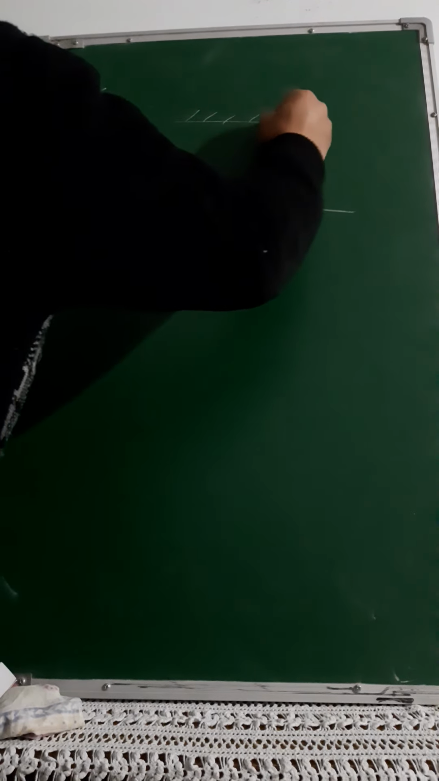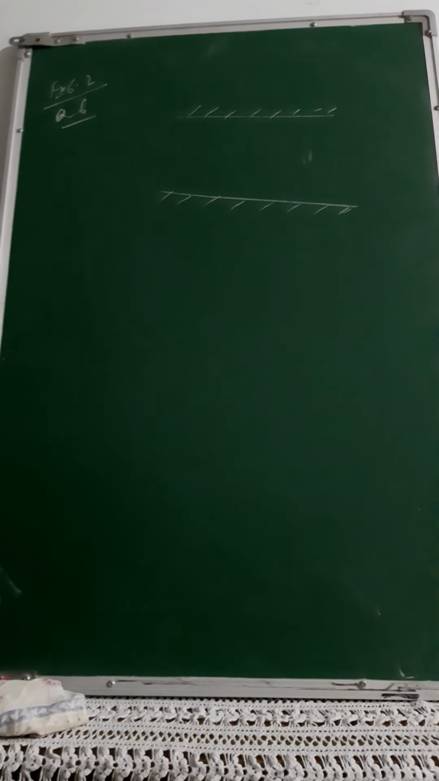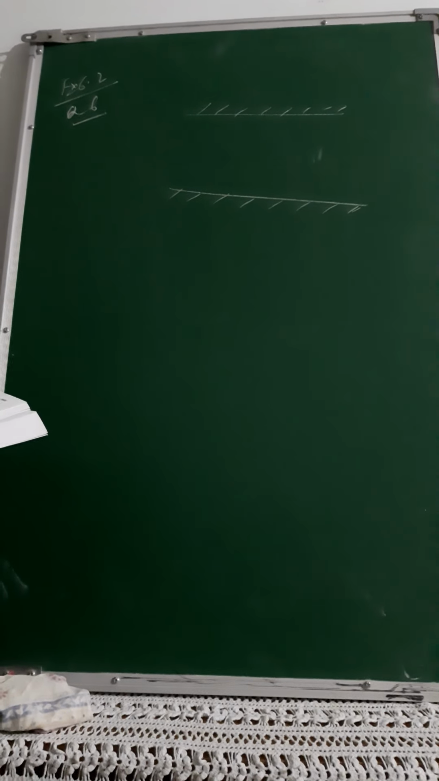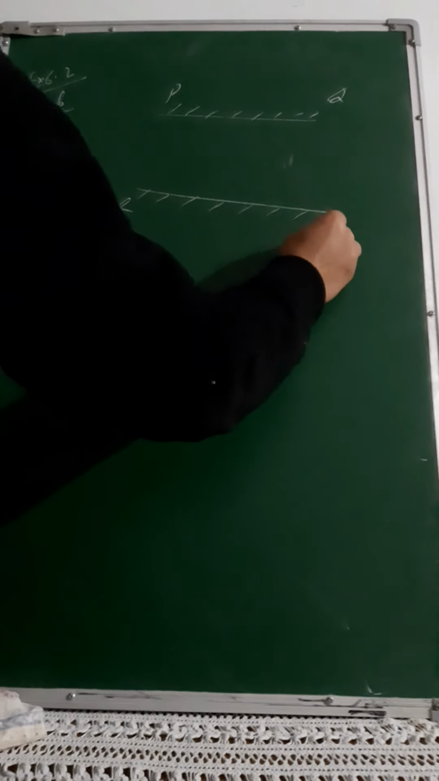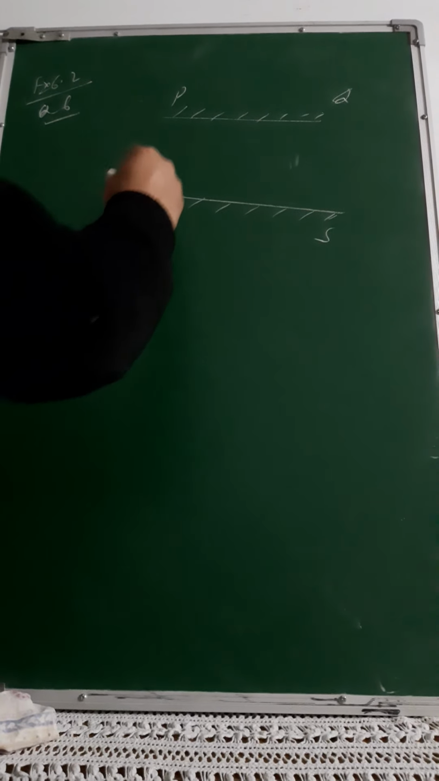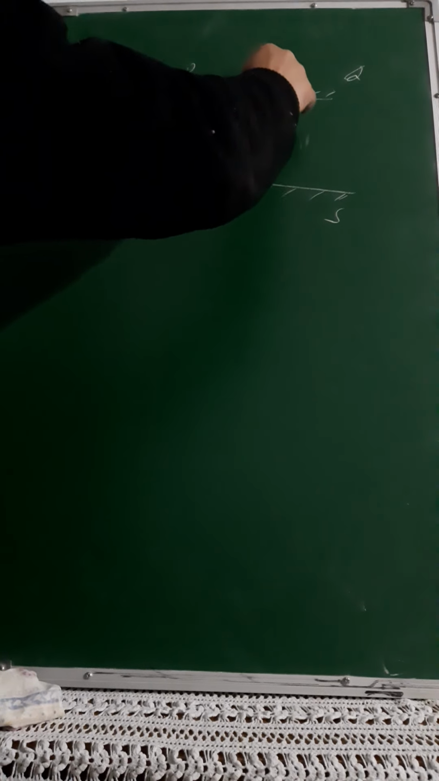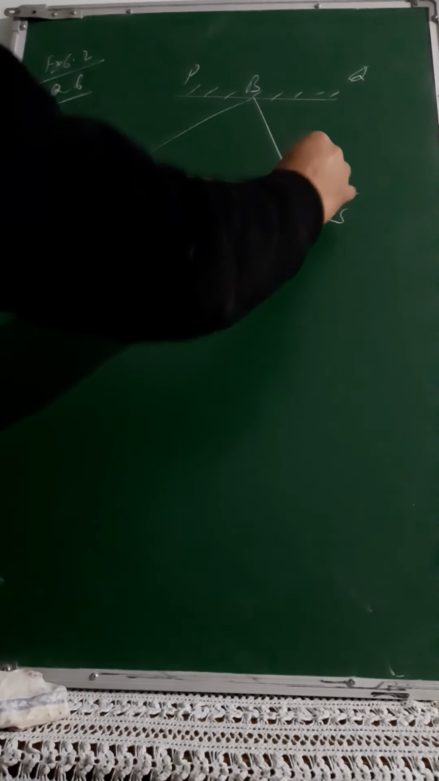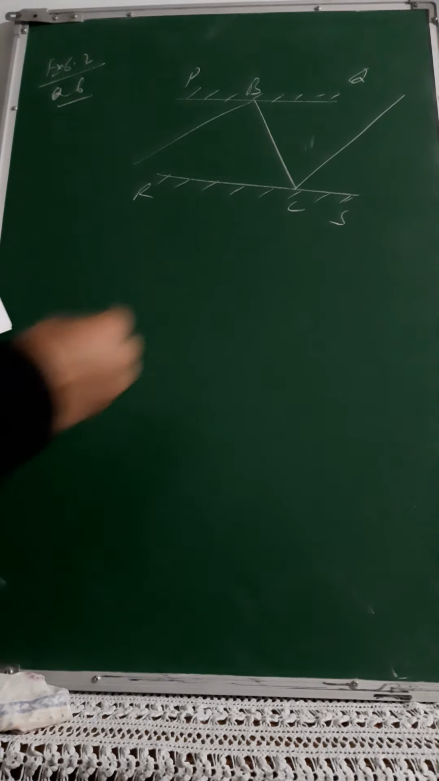Here are the plane mirrors given to you, kept parallel to each other. In your question it is mentioned that PQ and RS are two plane mirrors kept parallel to each other. A ray incident strikes this mirror somewhere at B and then is reflected from this mirror to this mirror and strikes here at C, and then again is reflected this way, that is in the direction of C to D.